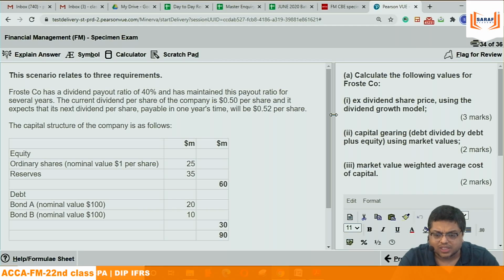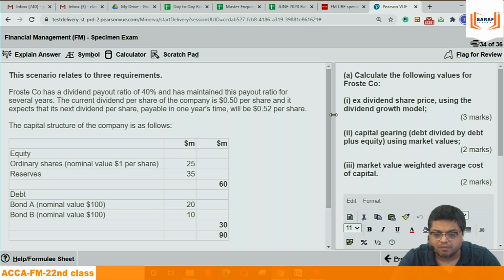The scenario relates to three requirements. Again, on the basis of this, there are three requirements. Frost company has a dividend payout ratio of 40% and has maintained its payout ratio for several years. So they are regularly paying 40% of whatever they earn as dividend, and they are maintaining this 40% payout for many years. That means they have a fixed dividend policy. Whatever they earn, 40% they will pay as dividend.